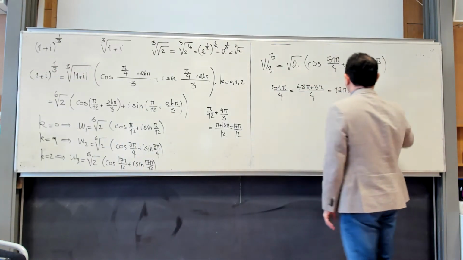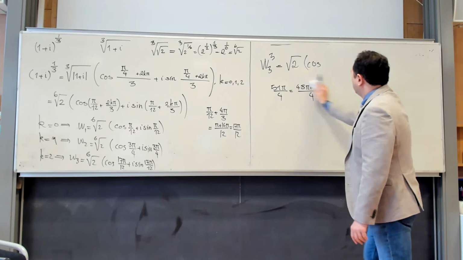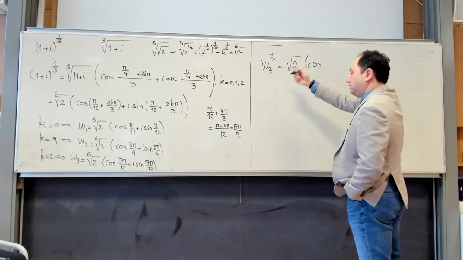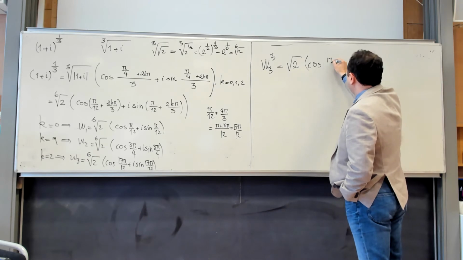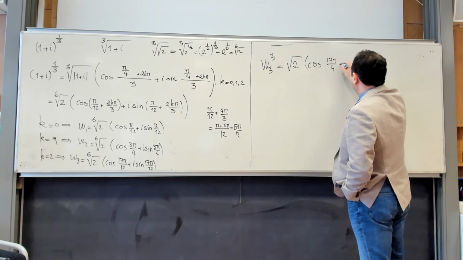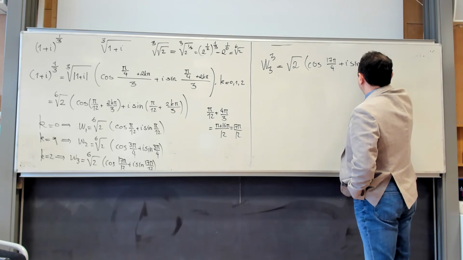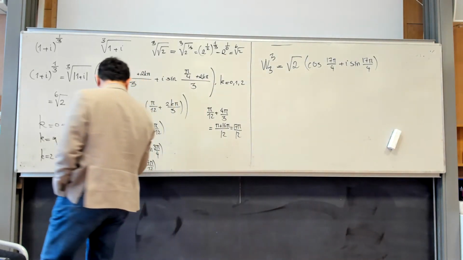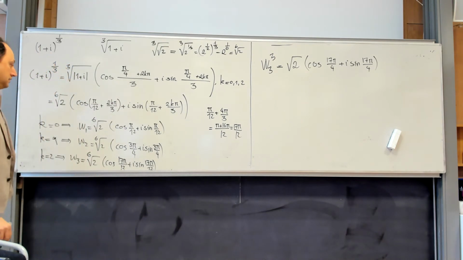So this is not correct. So what should I write? What should I write now? It becomes cosine of multiplied by 3. It becomes 17 pi over 4. Now, do you agree? Yes, that was my mistake. The denominator should be 12.